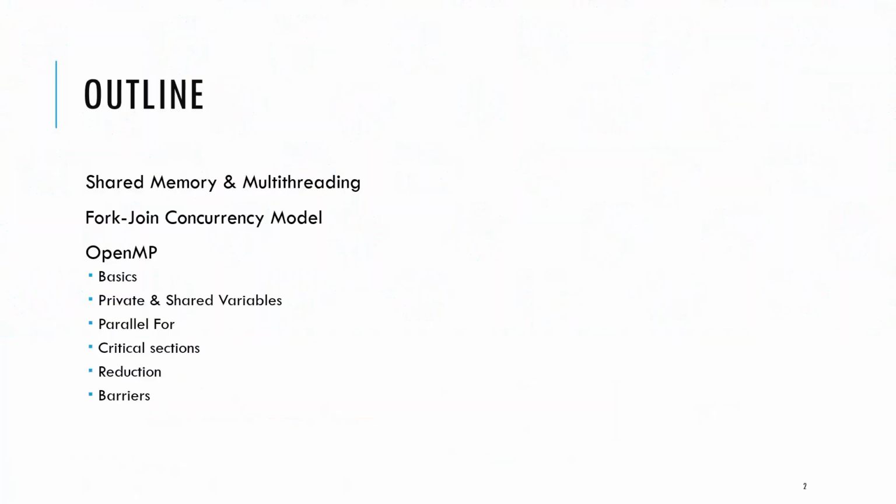So the outline would go as follows. I would recall with you shared memory parallelism and multithreading in contrast with multiprocessing. Then I would talk to you about the fork join concurrency model, particularly the one that is used by OpenMP.